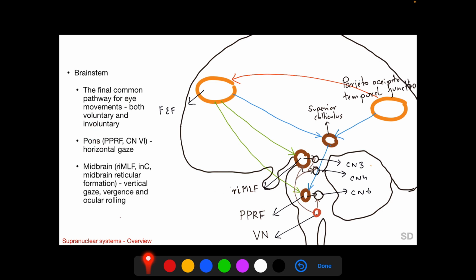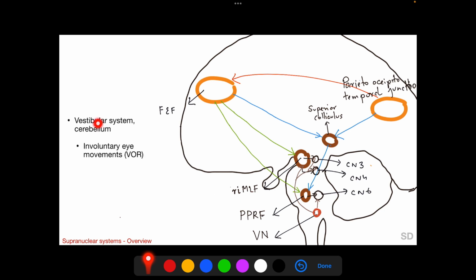In the pons, we have the pontine paramedian reticular formation and the 6th cranial nerve nucleus, which provide the function of horizontal gaze generation. And in the midbrain, we have the rostral interstitial nucleus of the medial longitudinal fasciculus, the interstitial nucleus of Cajal, and the midbrain reticular formation, which provide the function of vertical gaze, vergence, and ocular rolling. And the vestibular system and cerebellum are involved in the vestibulo-ocular reflex.